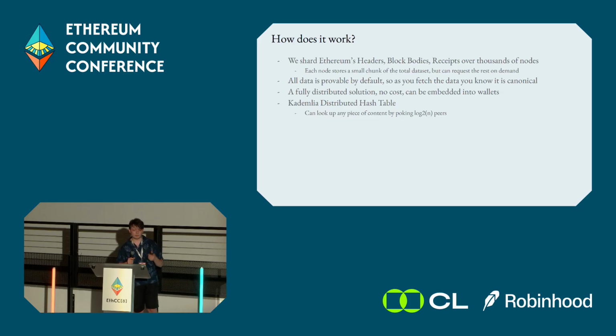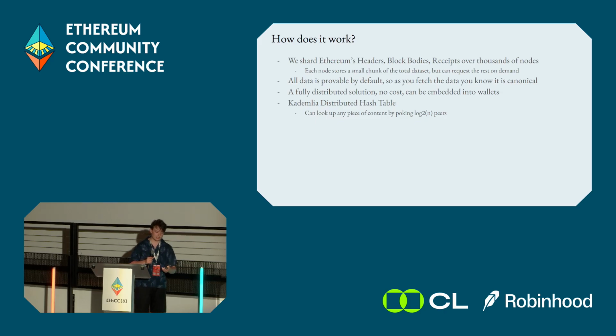In Portal, all data would be provable by default. For bodies and receipts, you would just need to fetch the header, and the header would include a proof to an accumulator in the beacon state, for example historical summaries or historical roots, and that's how we'd handle that. For the state, you could just walk the state. If you have the header that's proven, then you could walk the Merkle-Patricia tree to your account, and that's how you would build a proof yourself.